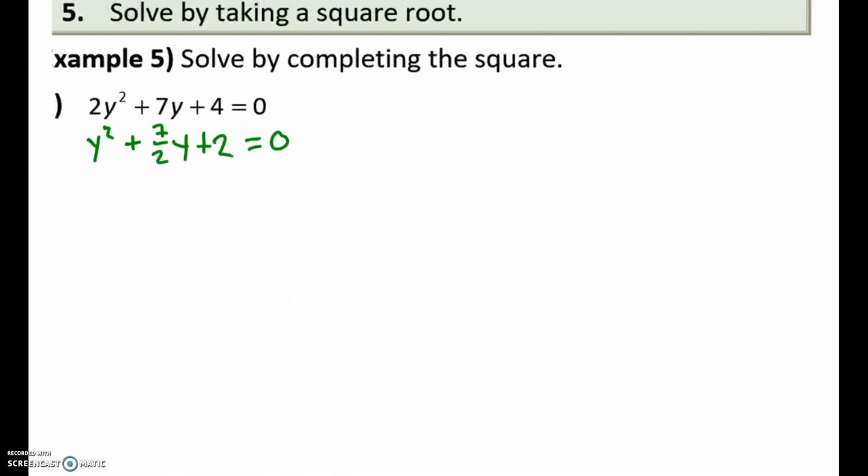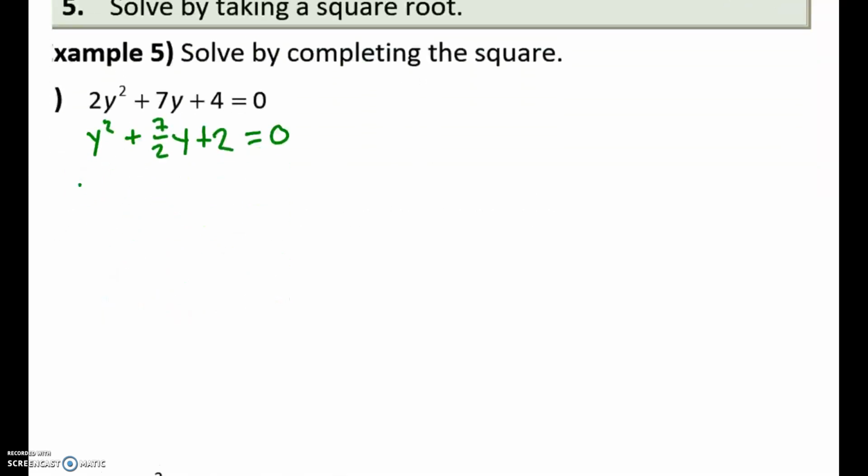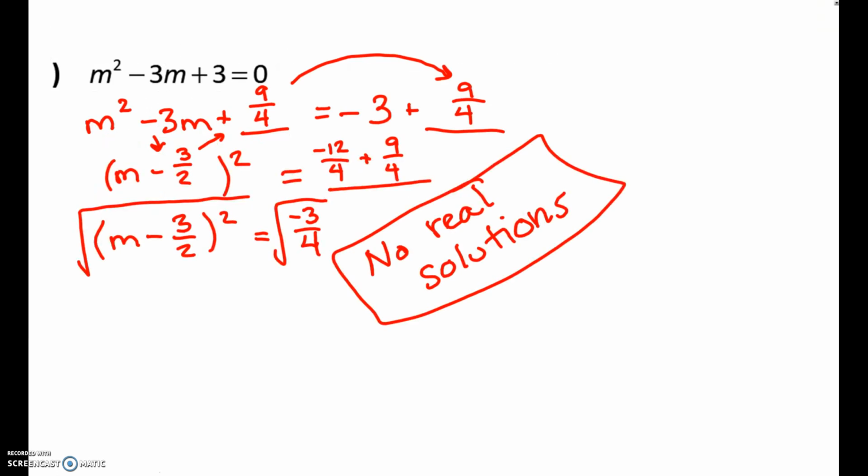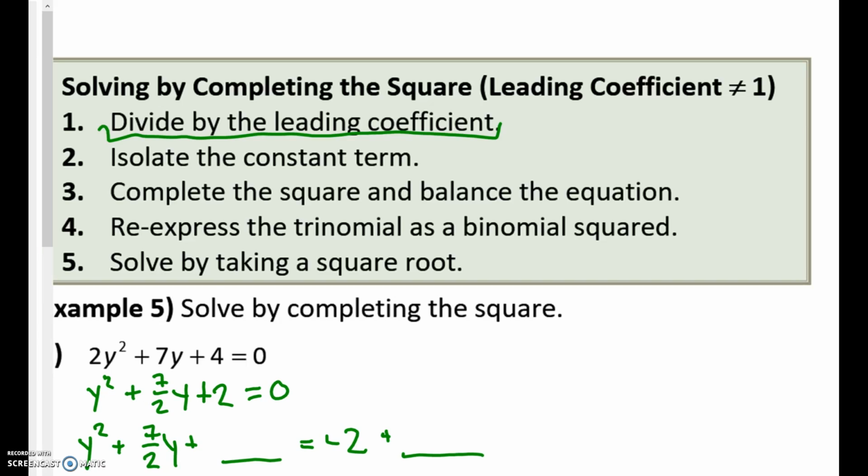And now I'm going to start completing the square. So I do y squared plus 7 over 2y, leave a lot of space, equals negative 2. We're going to have a plus blank here and a plus blank here, plus blank there, plus blank there.